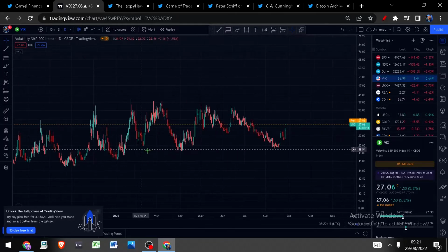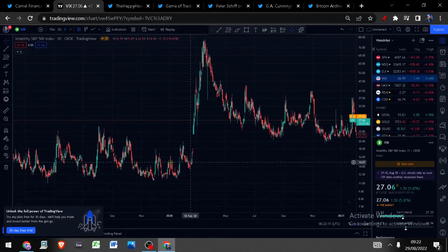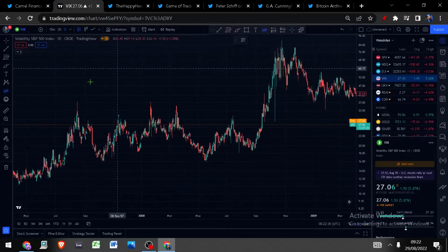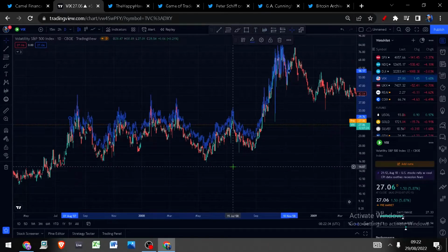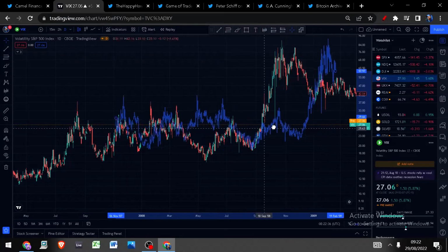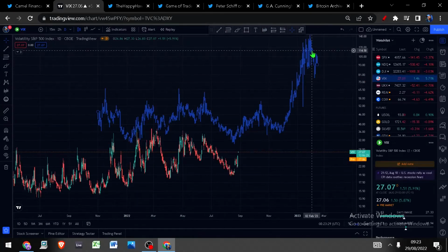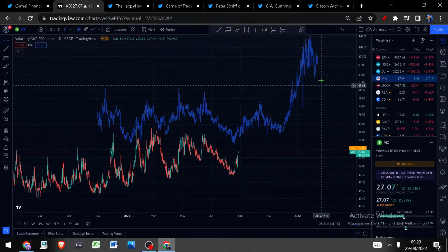First of all, I've got the VIX chart here. I'm going to scroll back to 2008, grab my bars tool and copy and paste this bit, and then fit it to the right hand side of the chart where we are today. And so take a look at this. This is the VIX fractal from 2008 during the financial crisis.